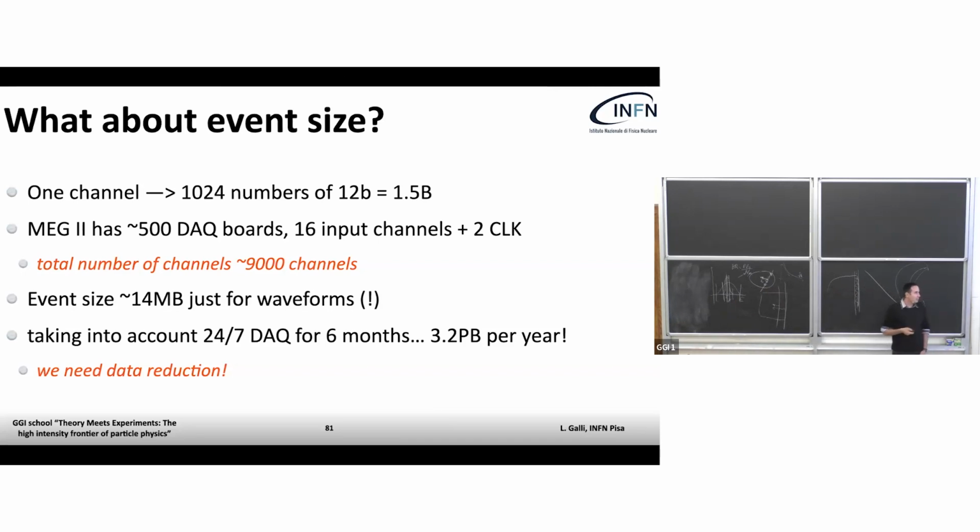If you take into account 24/7 DAQ time for 6 months per year, and maybe these 6 months is the one DAQ full year that I was mentioning at the beginning, because it is never really 12 months, okay? One year is integrated. 6 months for a few years, it's 3.2 petabytes per year. It's too much. It's just too much. So we need data reduction.